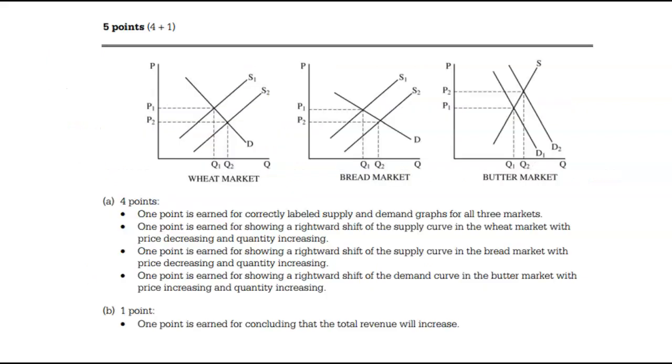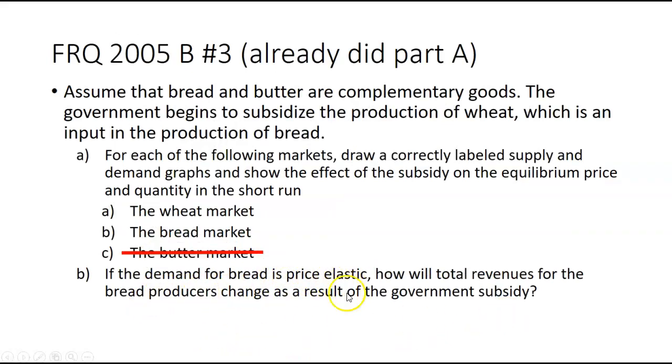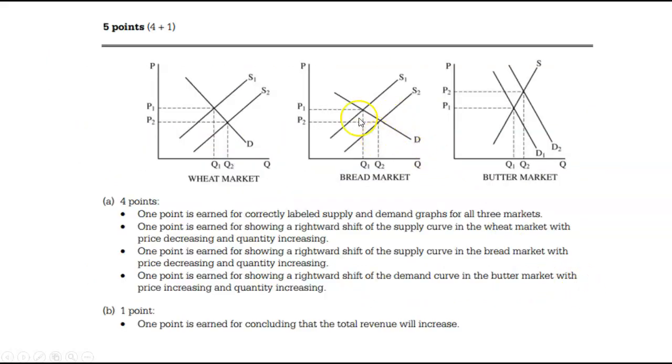So, 1 point is earned for part A. 1 point is earned for correctly drawing the supply and demand graph for all three markets. 1 point is earned for showing a rightward shift of the supply curve. 1 point is earned for showing a rightward shift for the demand curve for butter. Great. 1 point is earned for concluding the total revenues will increase if the demand for bread is price elastic. How will total revenue for the bread producers change? Well, since the bread decreased in price and it's elastic, total revenue increases. Why? Because of the total revenue test. Okay, so again, not exactly part of the cross or the income of the substitutes. So the demand elasticity is definitely the main one that we do talk about.